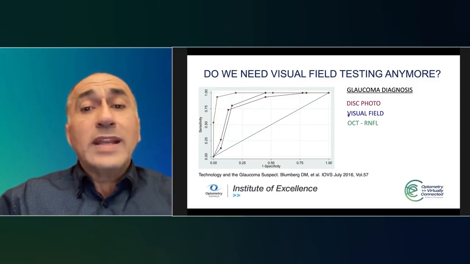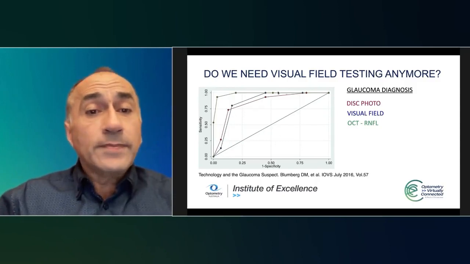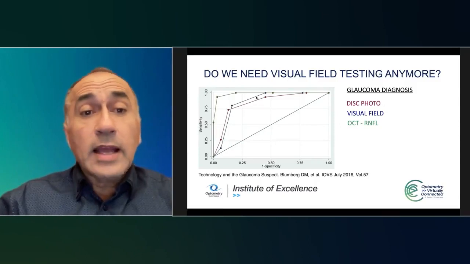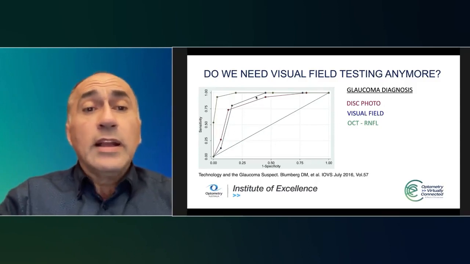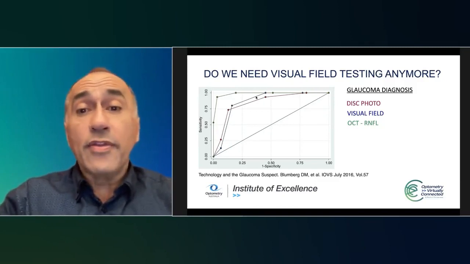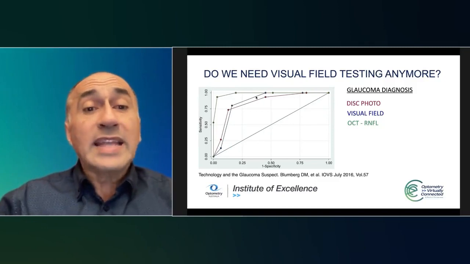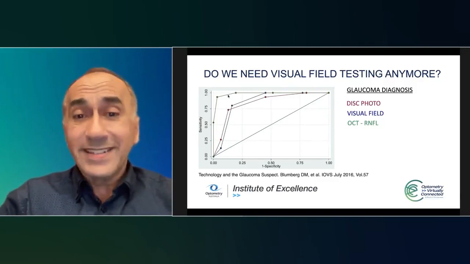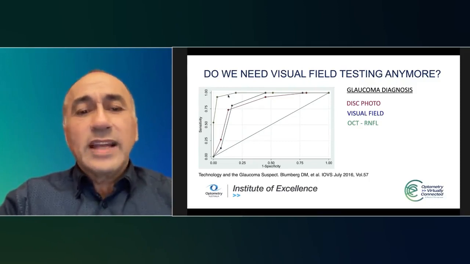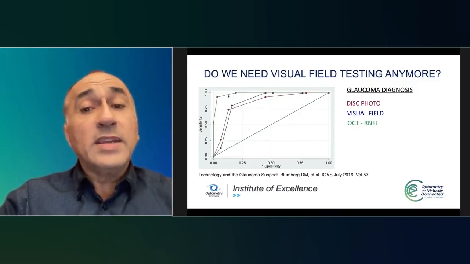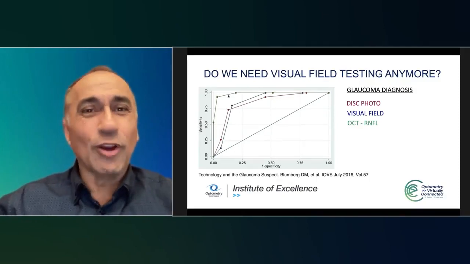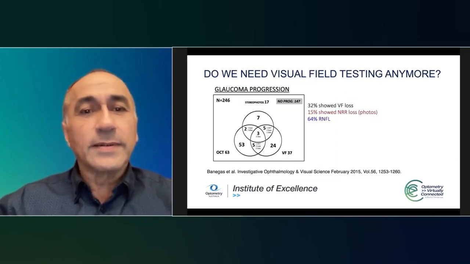The red line is the disc photos. The blue line slightly above it is visual field. So visual field was found to be slightly better at finding glaucoma than disc photos, but OCT RNFL thickness was better than the rest of them together. So based on that study, you would say, maybe OCT is enough. That'll help me find most of my glaucoma diagnoses.